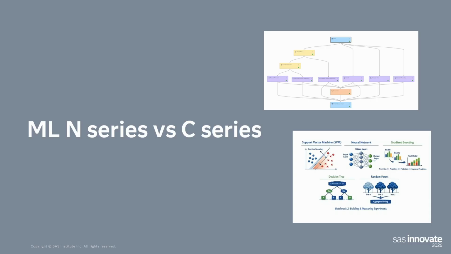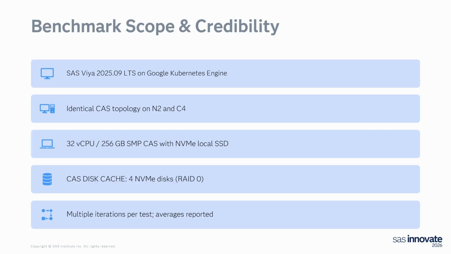So I'm going to start with comparing the N and C series, and this was done inside of Viya for this team. And we used SAS Viya 2025.09 LTS release. We used identical cache topology, so the only difference was swapping in C4 for N2, 32 vCPU instances, and 256 gigs of RAM, and this was SMP, so you could also have gotten the same results for the ECE mode mentioned earlier. And we had multiple iterations to mod out for outliers.